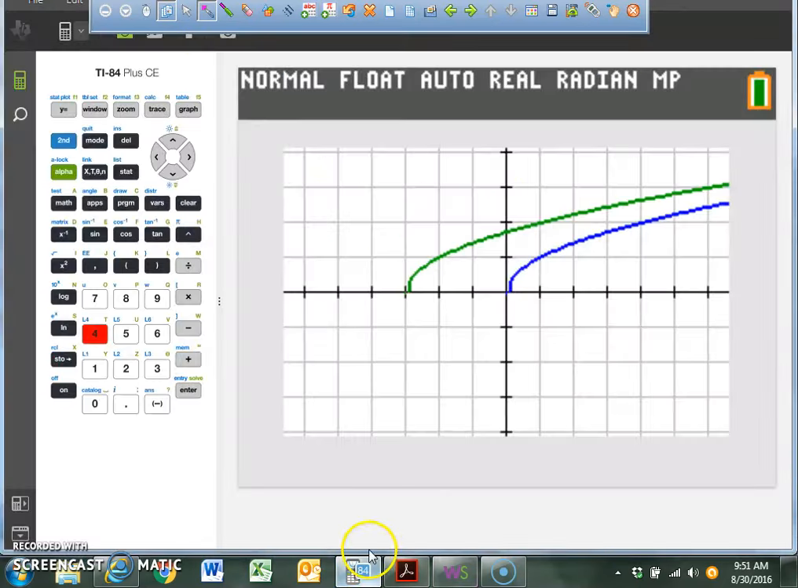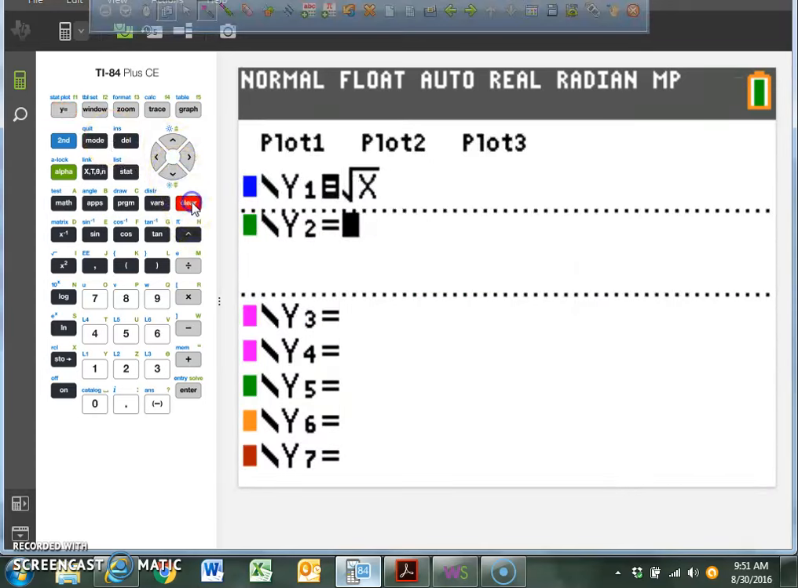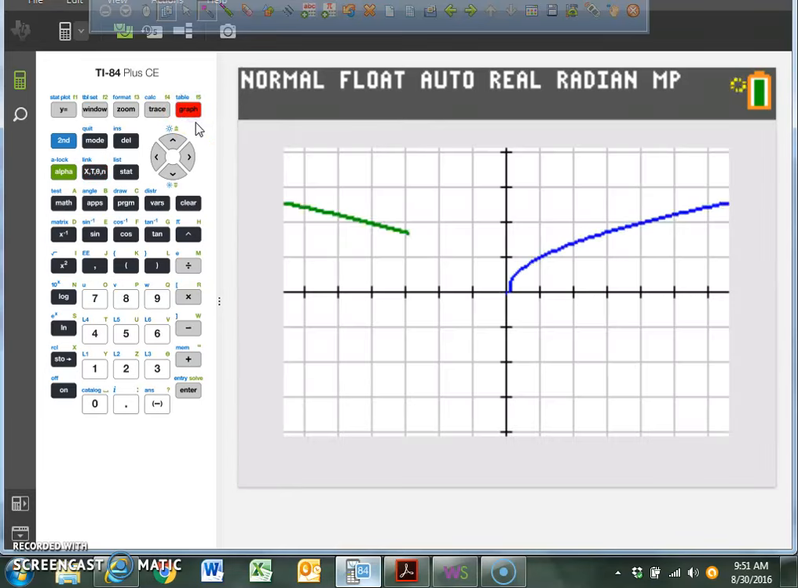We go to the calculator. I'm going to hit y equals. I'm going to go down here, clear this out. I'm going to hit second x squared, type in a negative x. And then I'm going to hit graph, and you should see that it does reflect across the y-axis. Kind of gives you proof that it indeed happens.